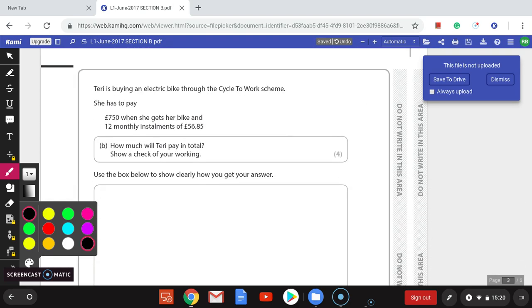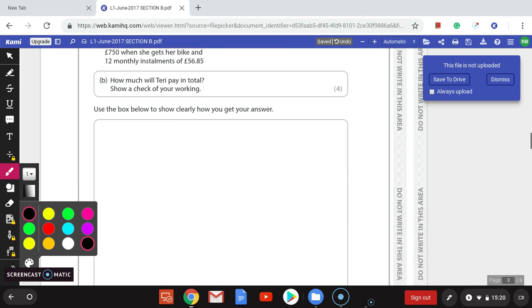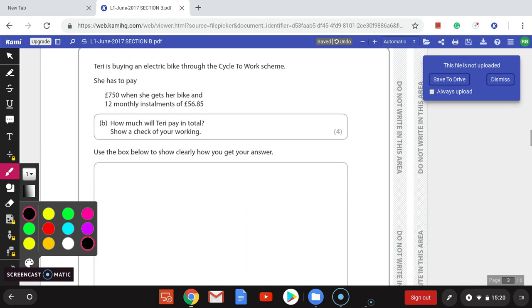Terry is buying an electric bike through Cycle to Work scheme. She has to pay £750 when she gets her bike, and 12 monthly instalments of £56.85. So again, this is a very functional question because it's similar to things we often pay for in real life. You pay a deposit and then maybe something every month. Most likely example of that you'll be using would be your phone on a phone contract.